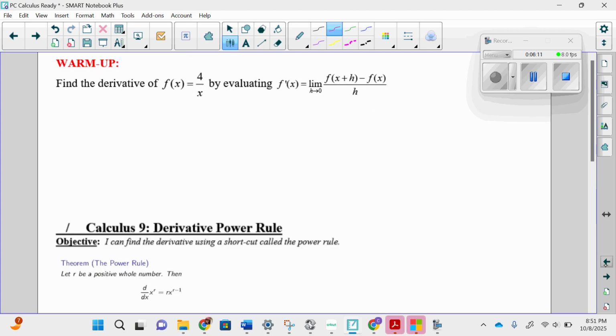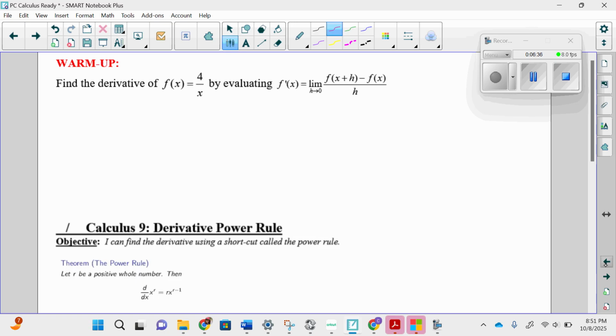So go ahead and turn to the Calculus 9 derivative power rule, and we're going to start with a warm-up. Find the derivative of f of x equals 4 over x by evaluating using the definition of the derivative, which is the limit as h approaches 0 of our difference quotient, which is f of x plus h minus f of x all over h.